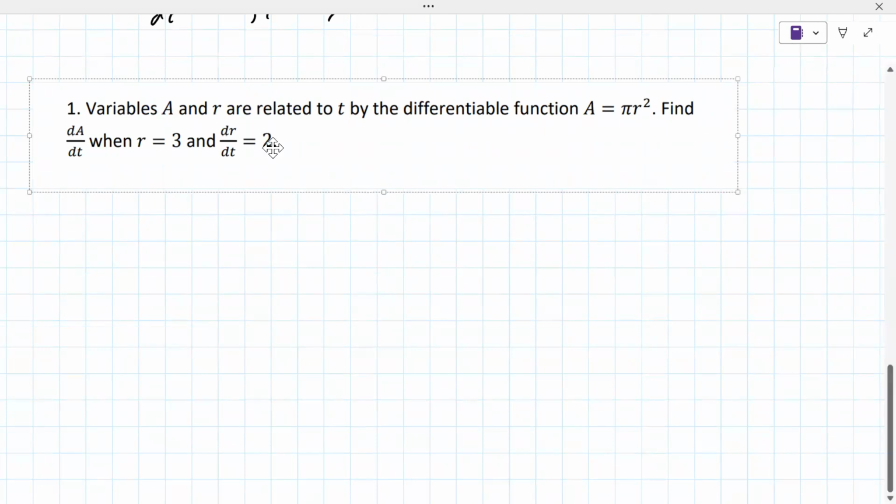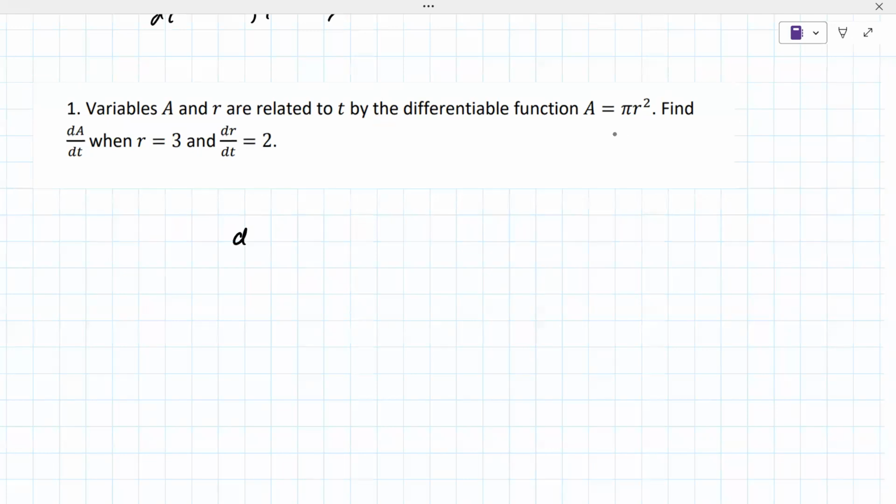All right. So you have to recognize that in this problem, A and r are the variables. So when you take your derivatives with respect to A, it's dA/dt, and with r, it's dr/dt. Could you differentiate this thing for us, please? Okay, so dA/dt equals 2 pi r dr/dt.